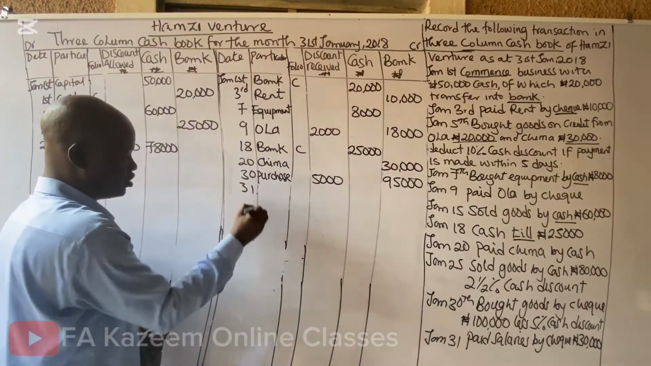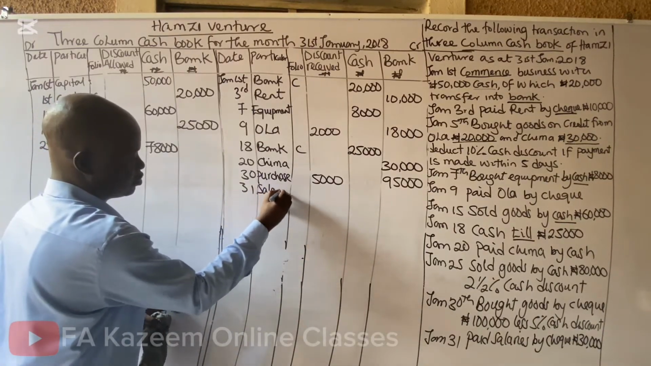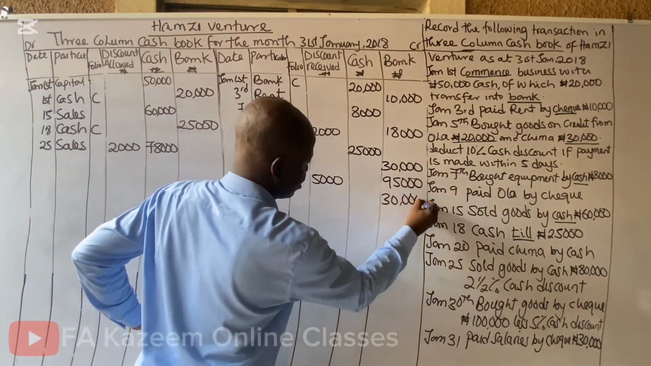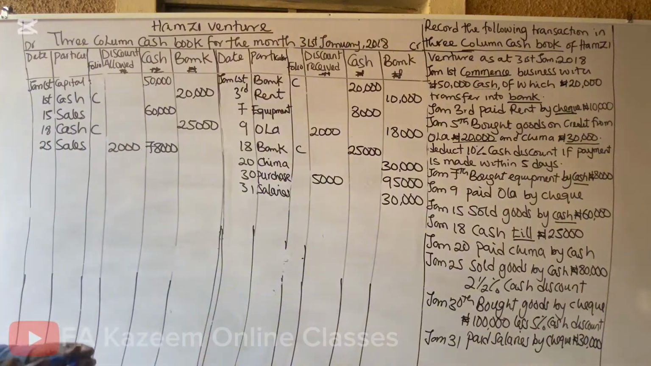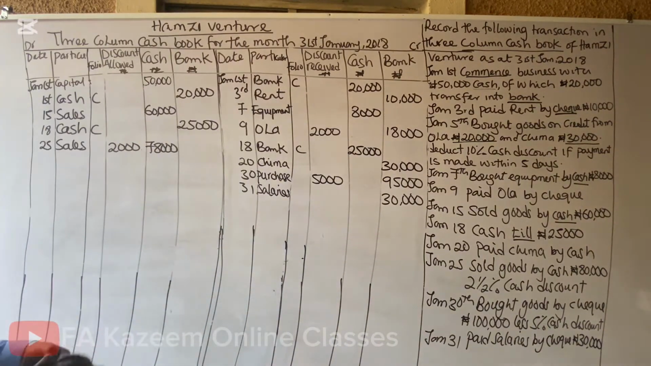And the last transaction there says paid salaries by check, 30,000 naira. We have come to the end of posting, and the next is for us to balance the 3-column cash book. How do we balance the 3-column?